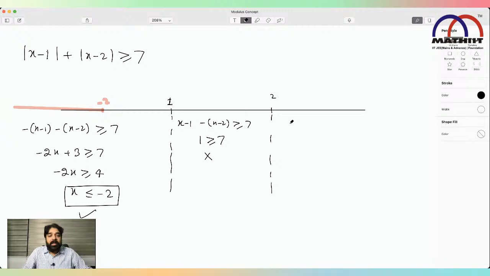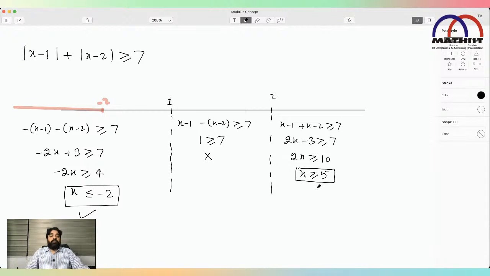Now we will be going to the right side of 2. Right side of 2, this will be positive and this will also be positive. So x minus 1 plus x minus 2 greater than or equal to 7. 2x minus 3 greater than or equal to 7. 2x greater than or equal to 10. So x greater than or equal to 5. I hope it's clear to everybody. Greater than or equal to 5.